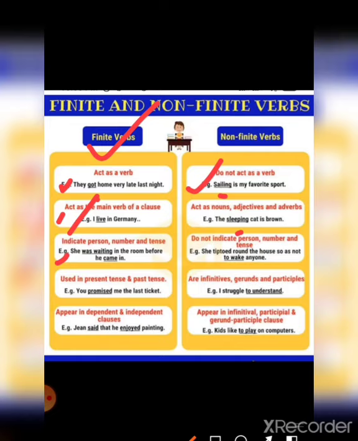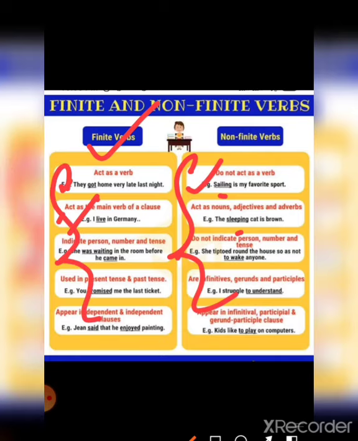Now come to the next point: non-finite verbs. Non-finite verbs do not indicate person, number or tense. She tiptoed round the house so as not to wake anyone. Here, to wake doesn't work as a verb. It acts as an infinitive, a non-finite verb. So in this sentence, you can say that these are all non-finite verbs, and these others are finite verbs.